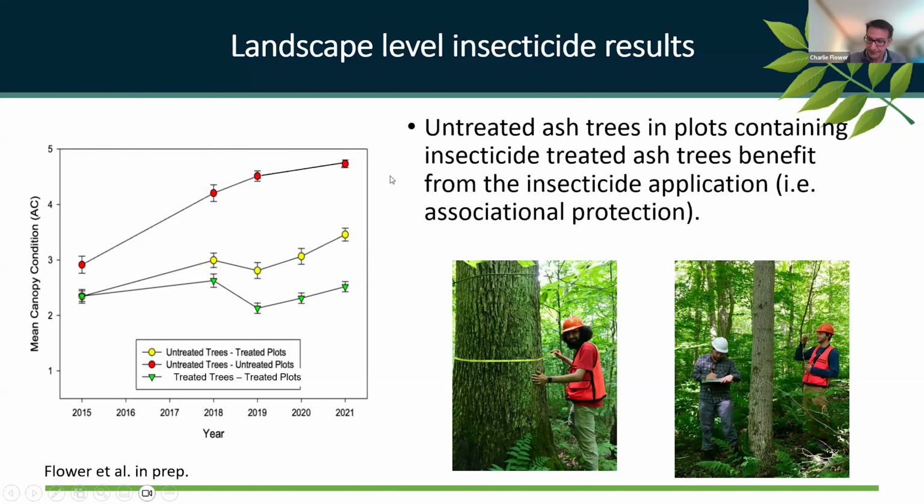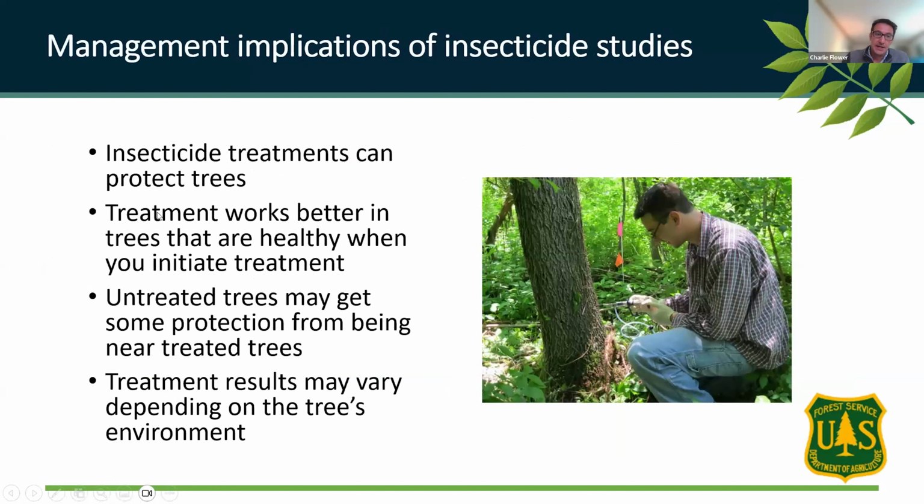And so some of the insights there from the insecticide management is that insecticide treatments can protect trees. These treatments work better when the trees are healthy, and untreated trees may get some protection from being near these treated trees. But treatment results may vary depending on the tree's environment themselves.